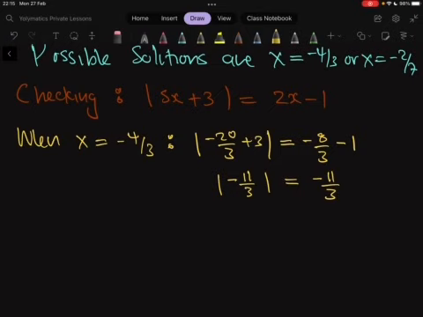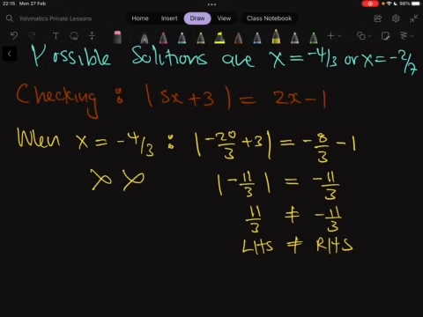So the absolute of a negative is a positive, so we have 11 over 3, which is not equal to negative 11 over 3. So we see that the left hand side is not equal to the right hand side. So this is not a solution in this instance. You see the importance of checking, because you might think that both of these are solutions, but we can see now that only one agrees to be correct. So let's check the other one to see if it will become a solution.